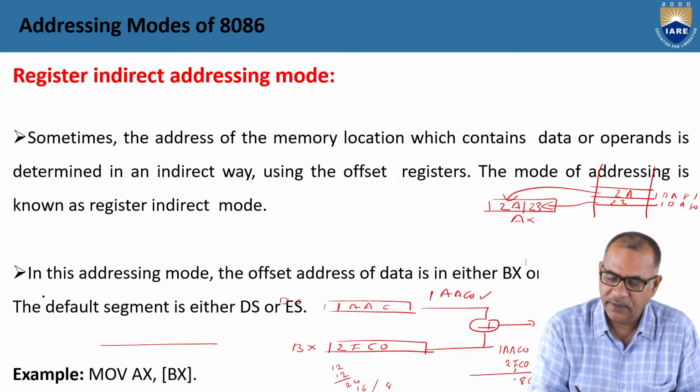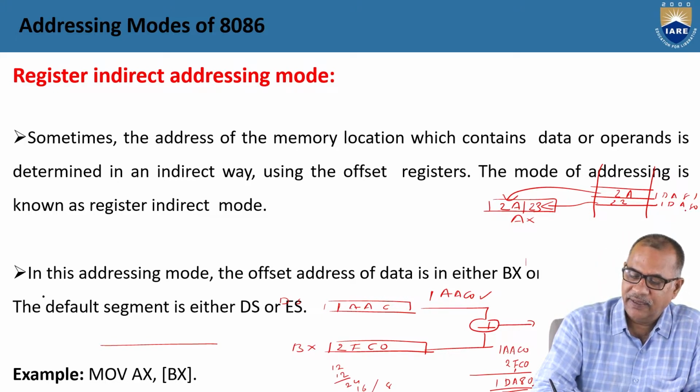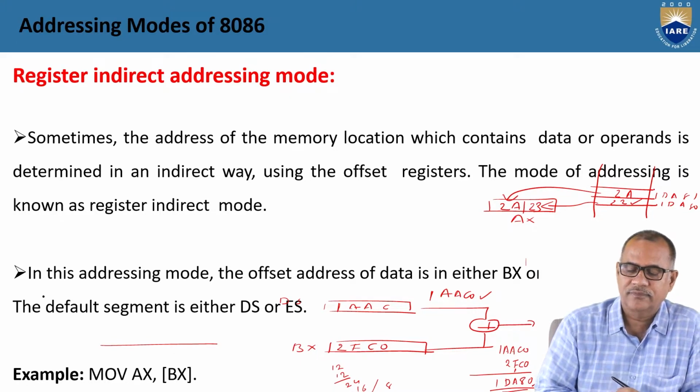So here you get 1DA80. Let us say this address 1DA80 contains 23.